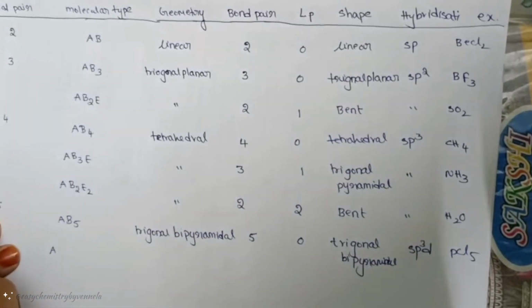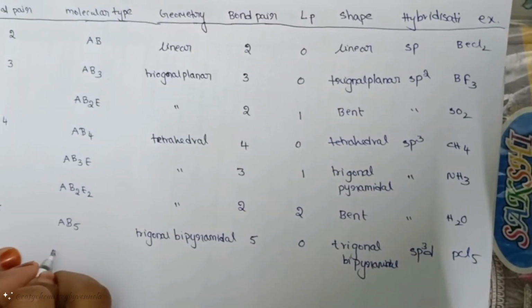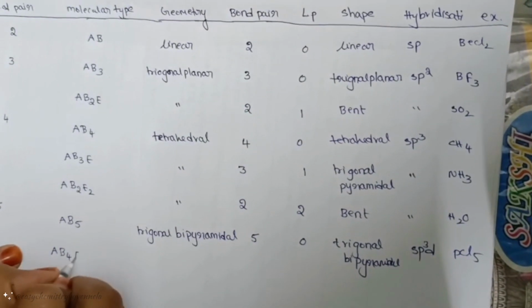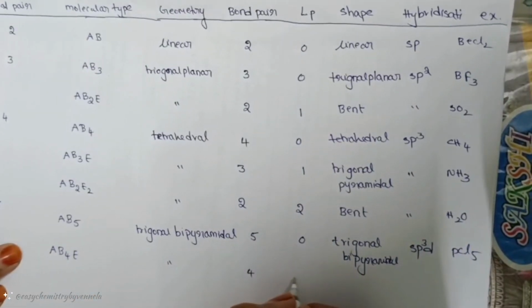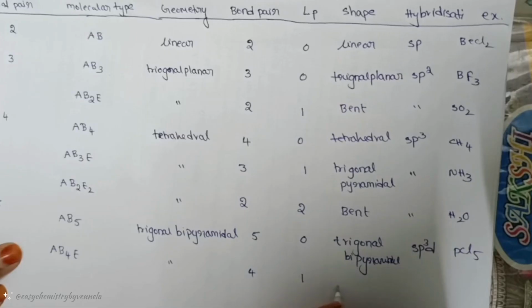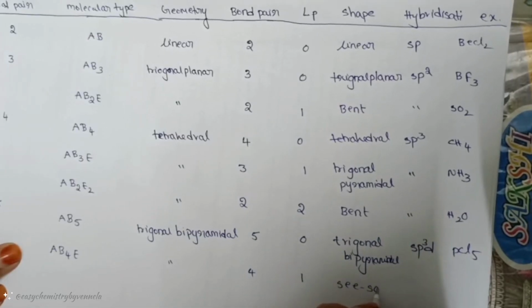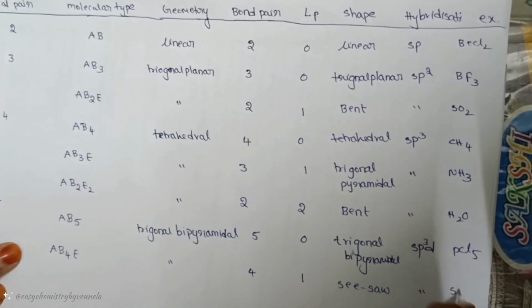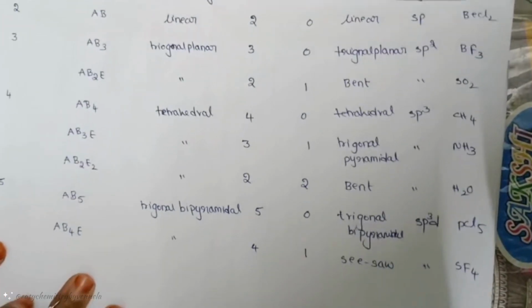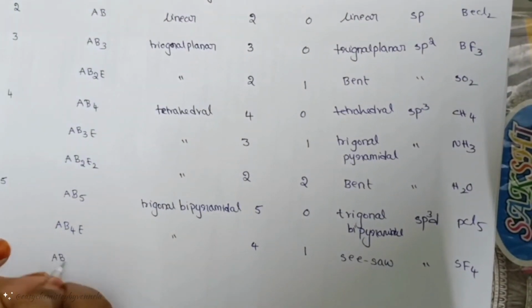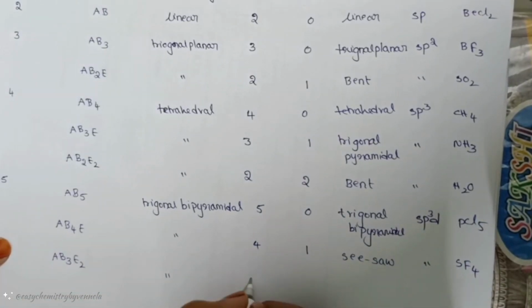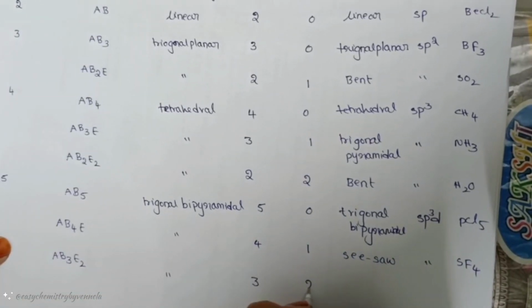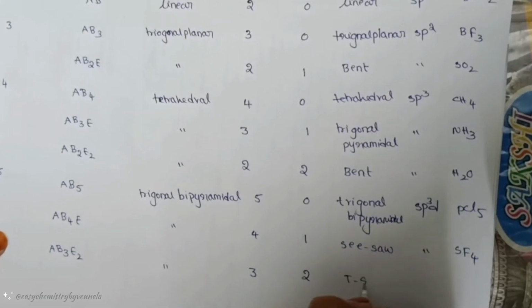After same number of pairs, molecular type is different. It is AB4E. Same geometry with 4 bond pairs and 1 lone pair. The shape is seesaw. Same hybridization. Example for this is SF4. Next, AB3E2. Number of bond pairs 3, lone pairs 2, T shape.